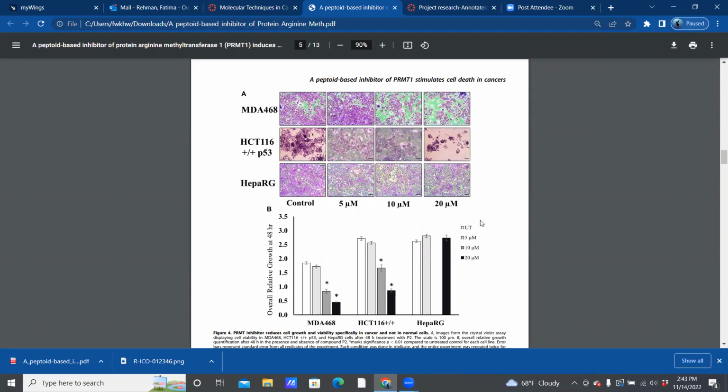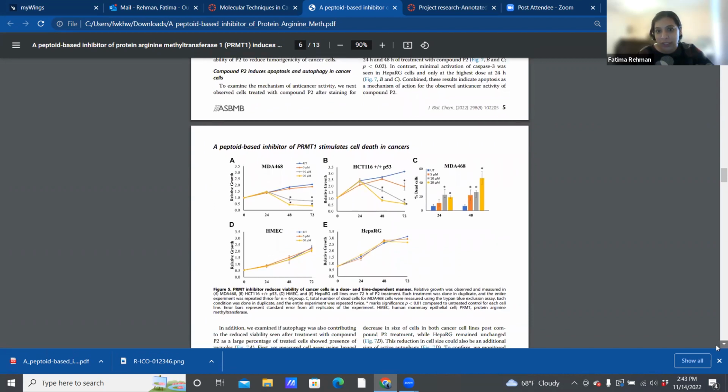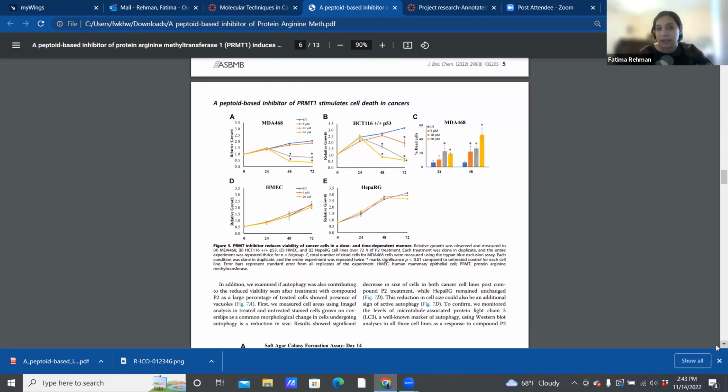HCT and MDA cells were inhibited much more than the HEPA. Yes, exactly. That the normal cells were not affected, but the cancer cells were. And that tells you what? Is this a good targeted therapy? Yes, it would be a good choice as a targeted therapy. It's not the best, but it's good in combination with other things.